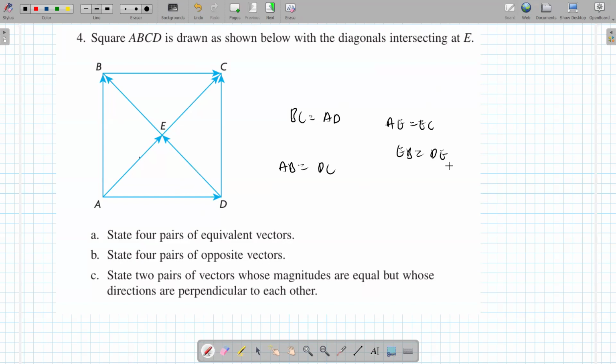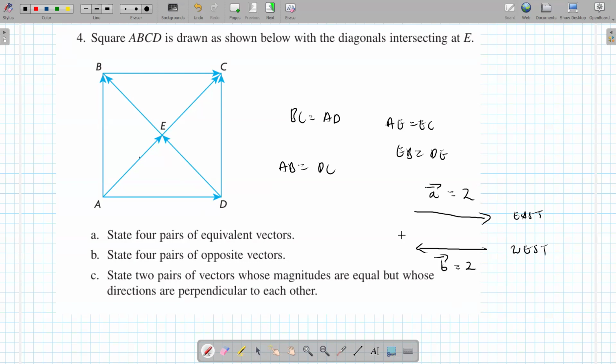Part B, state 4 vector pairs of opposite vectors. Now, an opposite vector is like this. Let's say you have this vector A. It's going east, and the distance is 2 units. An opposite vector needs to be the same magnitude, so you can have something like this. You can call it B. The magnitude has to be the same, but the direction has to be completely opposite. If this is going east, where should vector B be going? It's going to be going west. Otherwise, they would not be opposite.